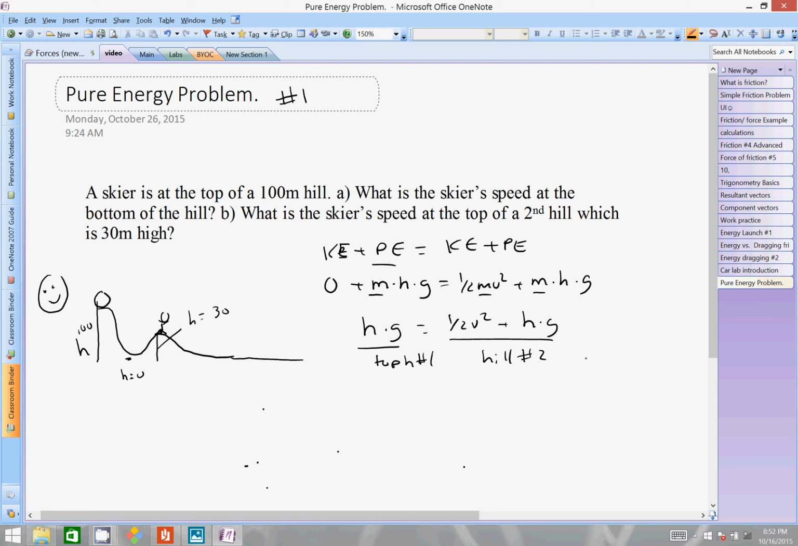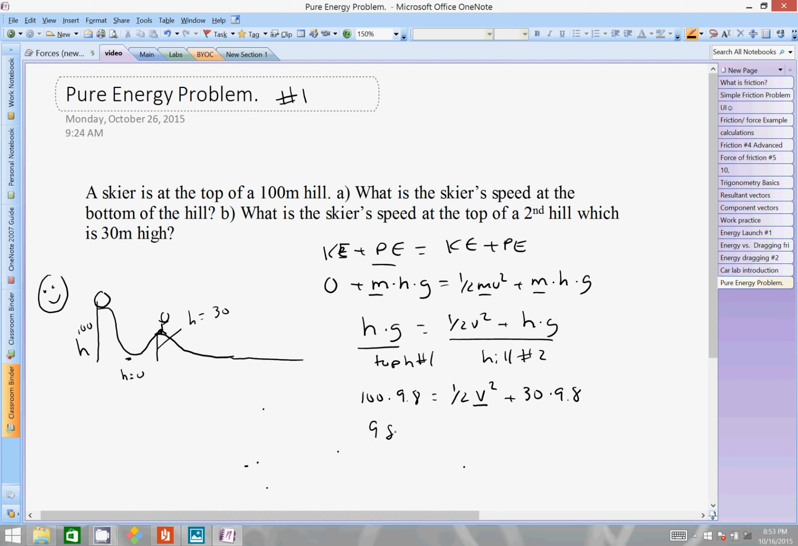Okay, so let's plug our values in. Hill 1 is 100 times 9.8 equals 1/2, and I'm looking for this value, plus the height on top of hill 2, which will be 30 times 9.8. Alright, so let's do the math. I want to solve for that guy.